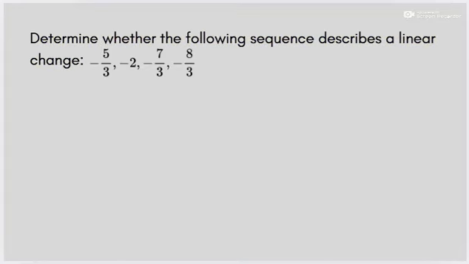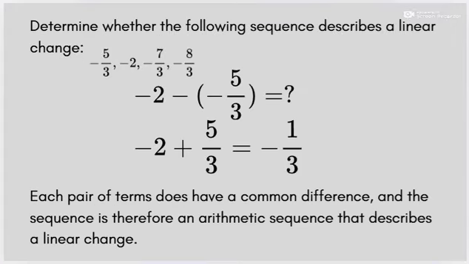Determine whether the following sequence describes a linear change. Negative 5/3, negative 2, negative 7/3, negative 8/3. Let's do it together. So if you take negative 2 and you subtract negative 5/3, what do you get? That ends up being negative 2 plus 5/3 because we have two negatives, and that gives you a negative 1/3.